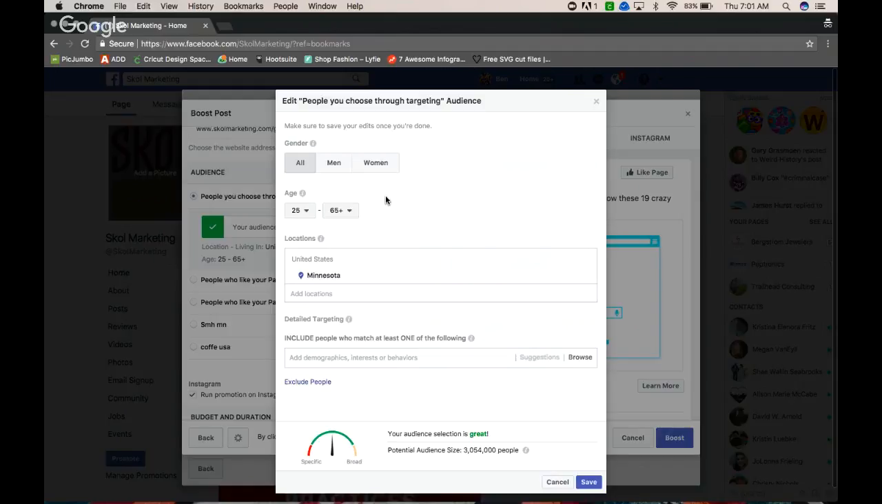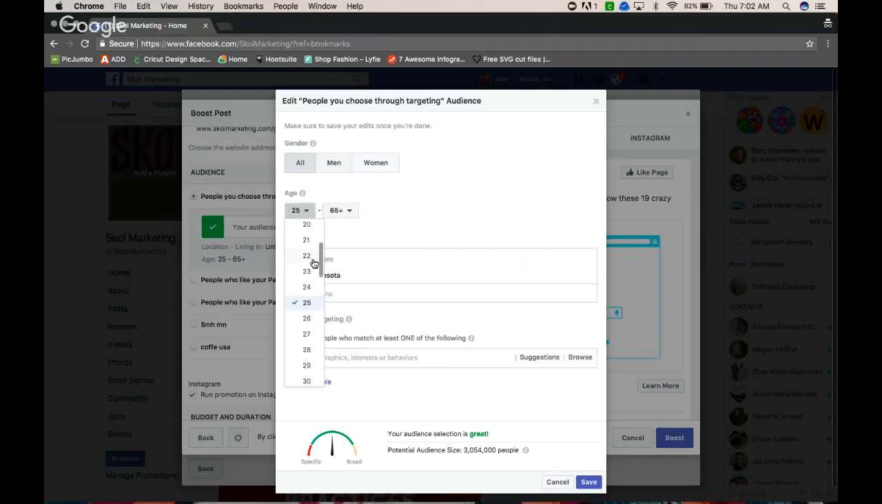So when we get to here, we have the different options that we're able to use. The first one is gender. So obviously we can go, hey, do we want to just target males? Do we just want to target females? Or hey, do we want to target all men and women? Kind of depends on what you're doing, but you obviously have that at your disposal.